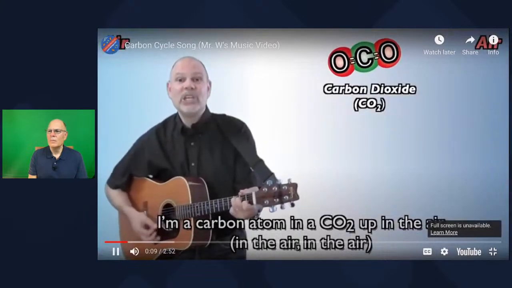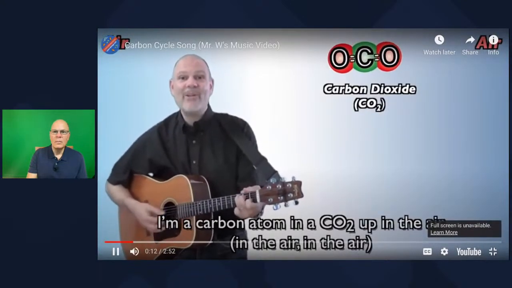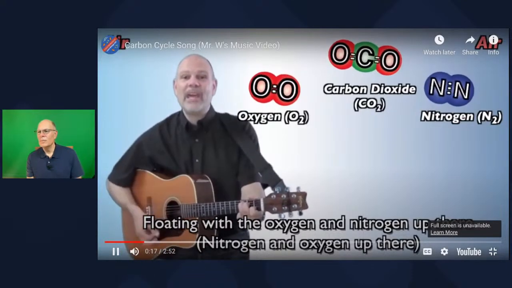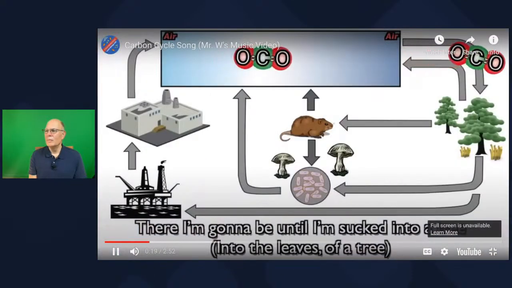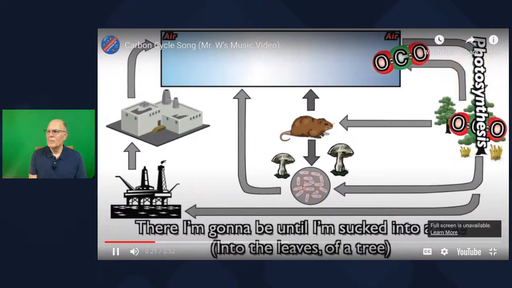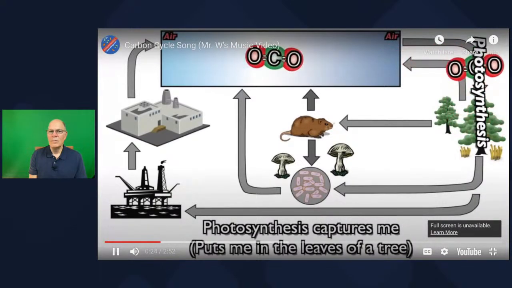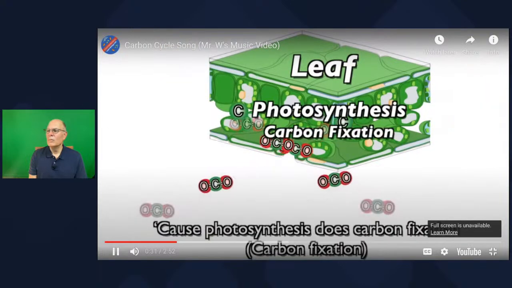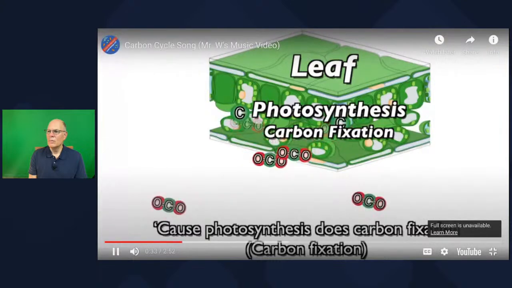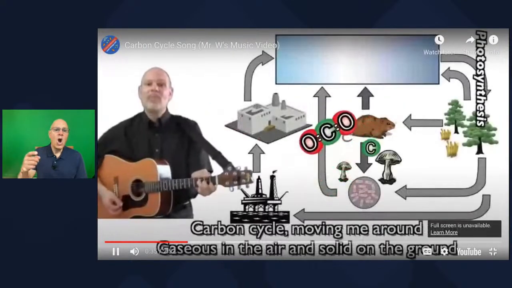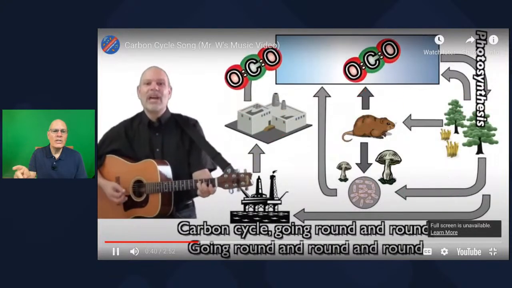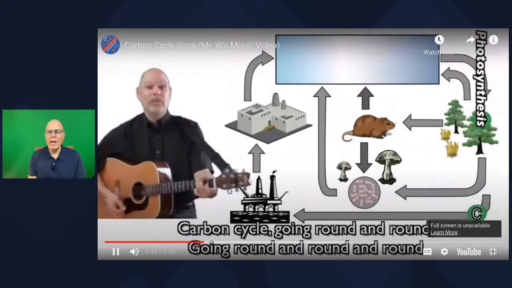I'm a carbon atom in a CO2 up in the air. Floating with the oxygen and nitrogen up there. There I'm gonna be until I'm sucked into a tree, into the leaves of a tree. Photosynthesis captures me, puts me in the leaves of a tree. Fixed to the leaves, I'm in a new situation. Now I'm a solid in a plant location, 'cause photosynthesis does carbon fixation. Carbon cycle moving me around. Gaseous in the air and solid on the ground. Carbon cycle going round and round.